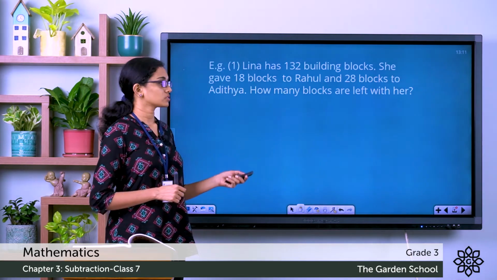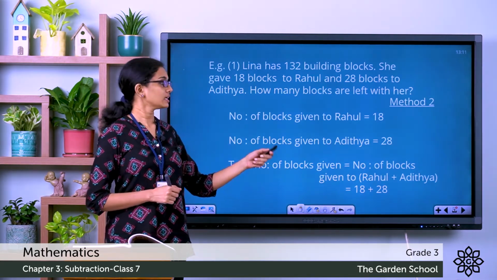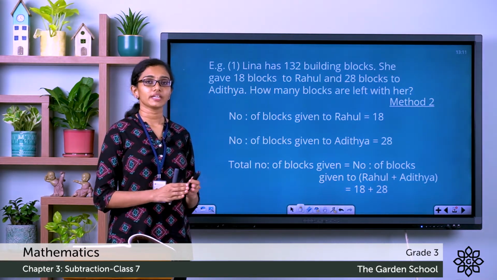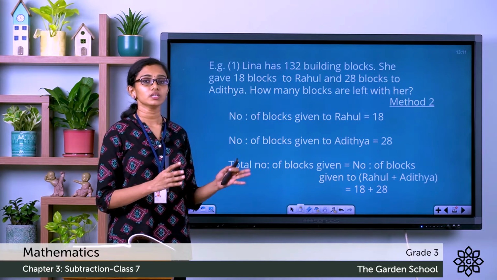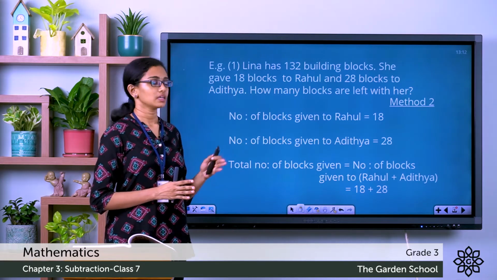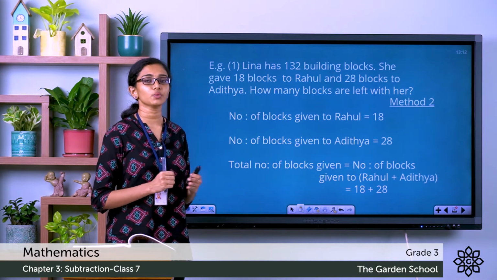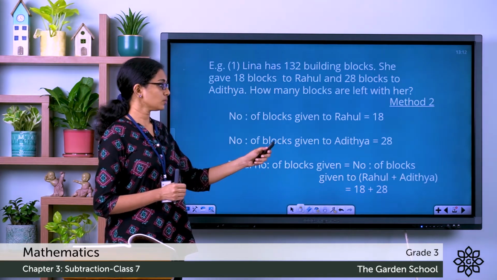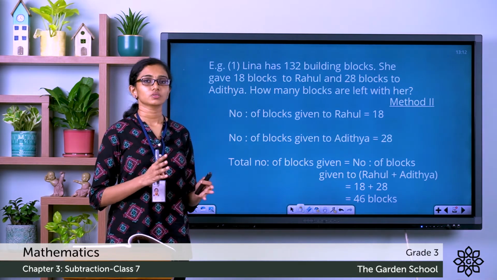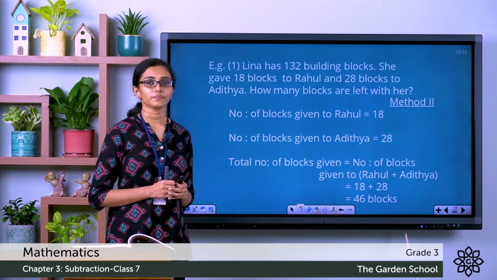Method 2. So as mentioned in the question, number of blocks given to Rahul is equal to 18 and number of blocks given to Aditya is equal to 28. So now let's find out how many blocks in total she gave to these two people. So the total number of blocks given will be equal to the number of blocks given to Rahul plus the number of blocks given to Aditya. That is equal to 18 plus 28 and that is equal to 46 blocks. So Lena gave away a total of 46 blocks to these two people.